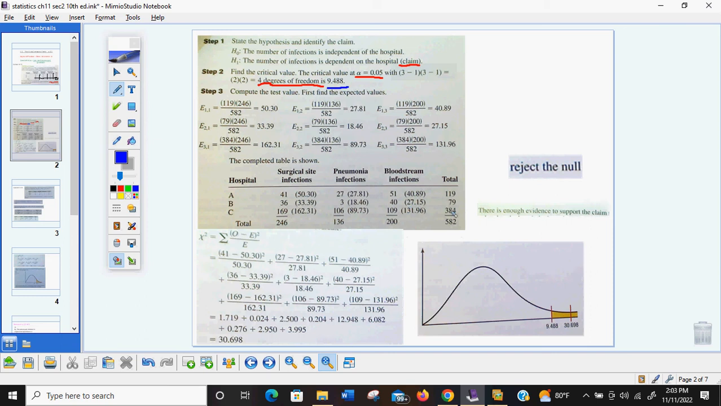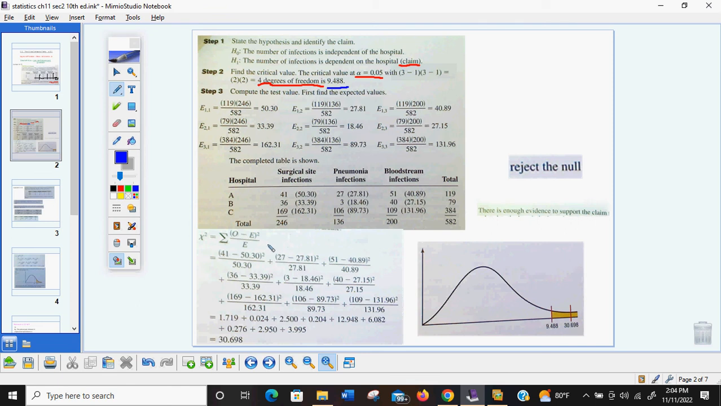For this one, 384 times 246 divided by 582 is 162.31. For this one, 384 times 136 divided by 582 is 89.73. For this one, 384 times 200 divided by 582 is 131.96. Those are all your expected values in parentheses.